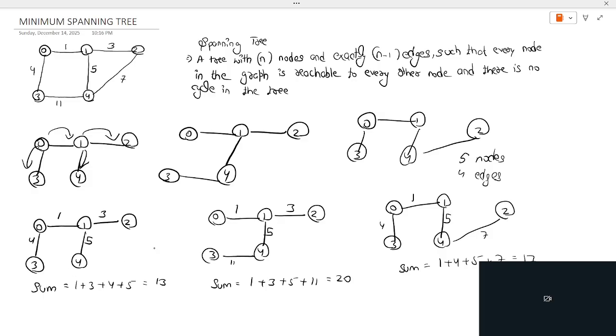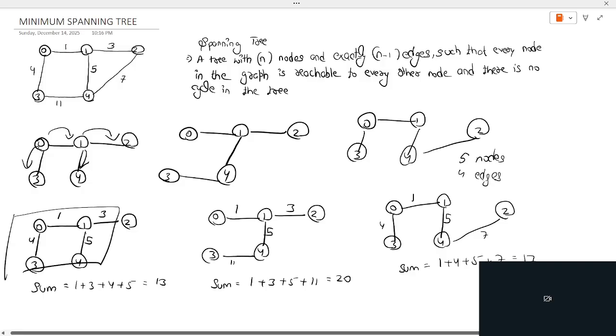Among all the spanning trees, the one which has the minimum cost to connect all the nodes is the first spanning tree, because the sum of all the edge weights in this spanning tree is 13, which is minimum. So this is our minimum spanning tree.